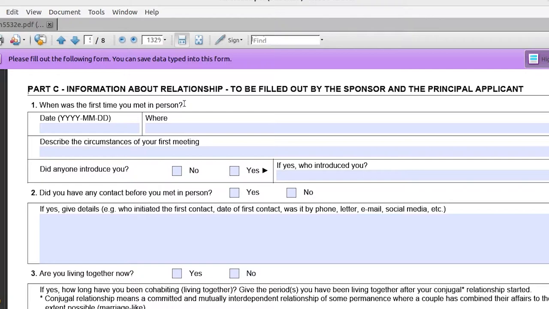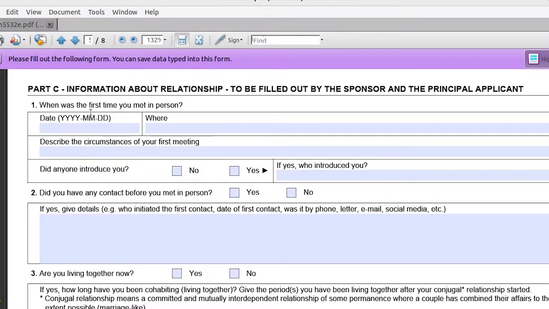So they are asking about your relationship information in this section, and make sure you add everything truthful and correct. They are going to verify and cross-check with the information that you provided and the documents that you attach in your application. So you need to add correct information here.